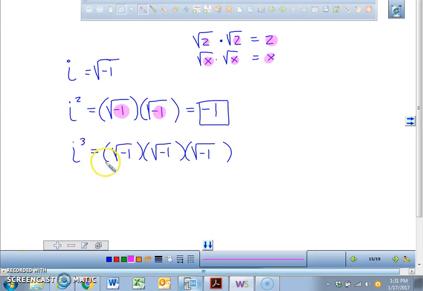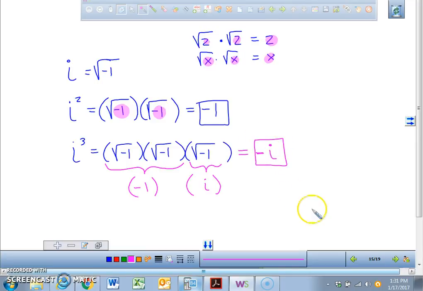Okay, here's what I need you to do. Now that you've written this down, I need you to put these two together and think about what is radical negative 1 times radical negative 1 equal to? Negative 1. Negative 1, very good. What is radical negative 1 by itself equal to? I. So if we multiply a negative 1 times an I together, everybody, that just becomes a negative I. And that's how you get your final answer.